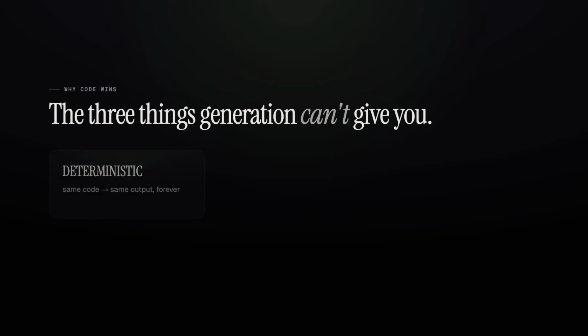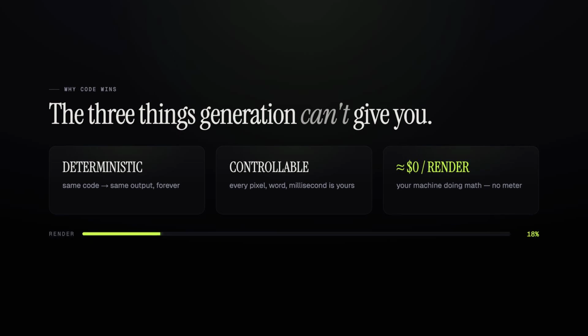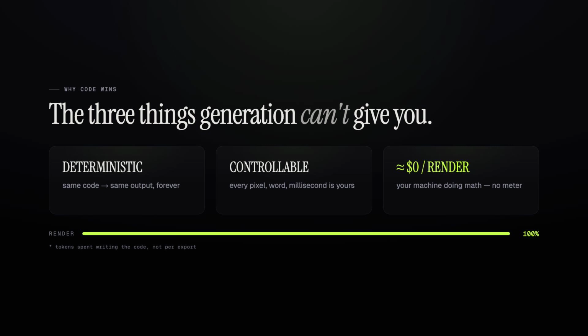And building it this way buys you the 3 things generation can't. It's deterministic. The same code renders the exact same output every time, forever. It's controllable. Every pixel, every word, every millisecond of timing is yours. And it's cheap. Once the code exists, a render is just your own machine doing math. There's no per-second meter running. The AI tokens get spent up front, writing and refining the code, not burned again on every export. That is what makes long-form actually viable.